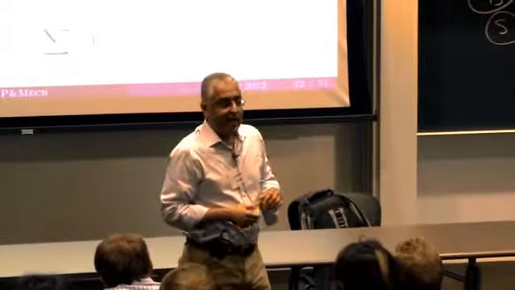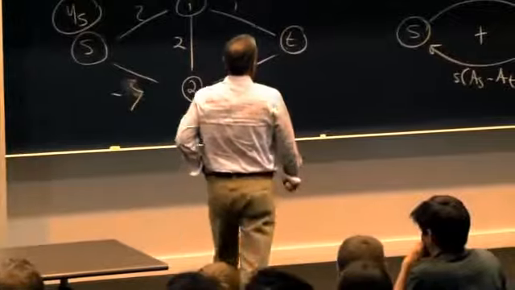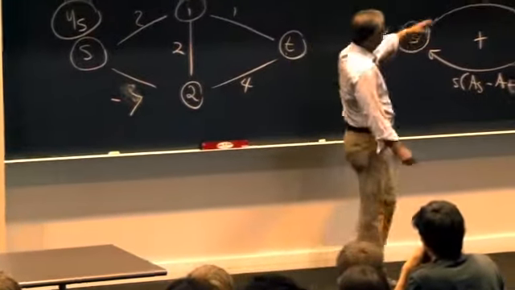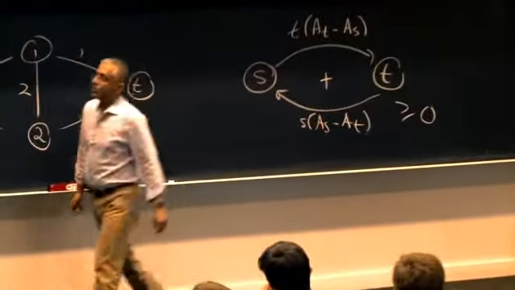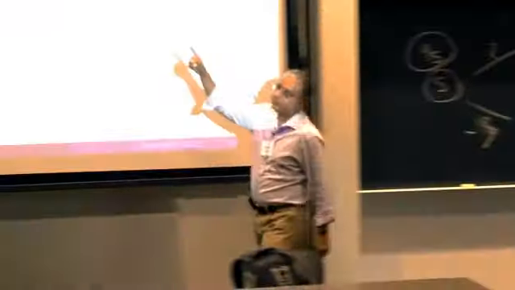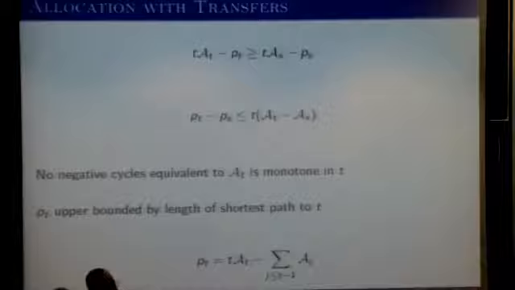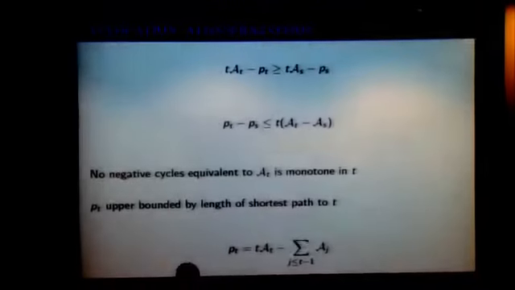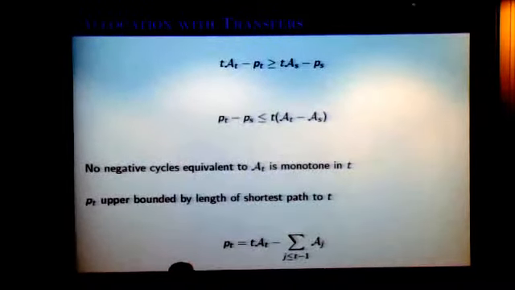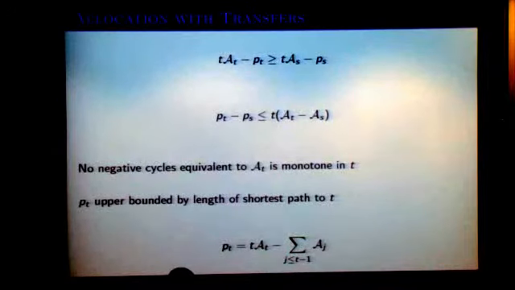Okay. Now, what else do you get from this? Well, once you pick your allocation rule, what would the payments be? Well, the payments would be upper bounded by the length of the shortest path from the source to that type. Now, what would the choice of the source be? It would be the dummy type 0.